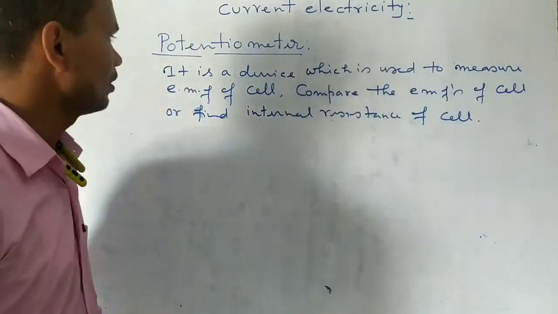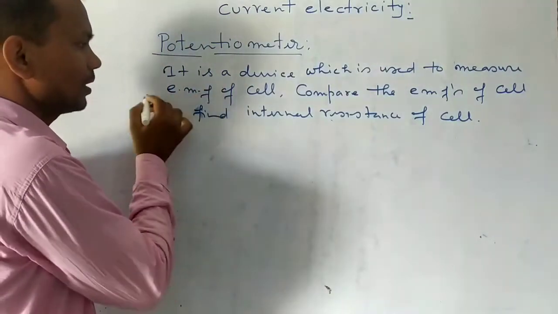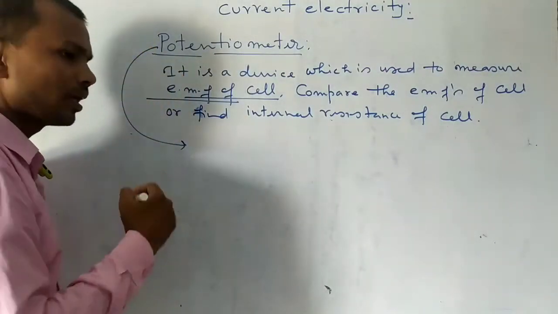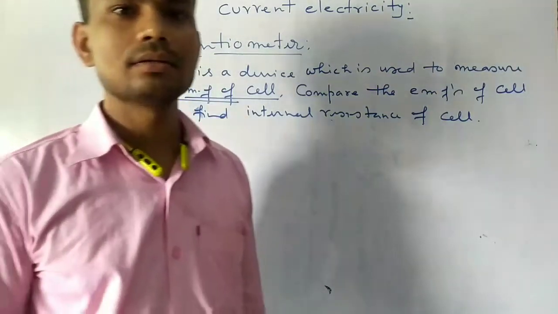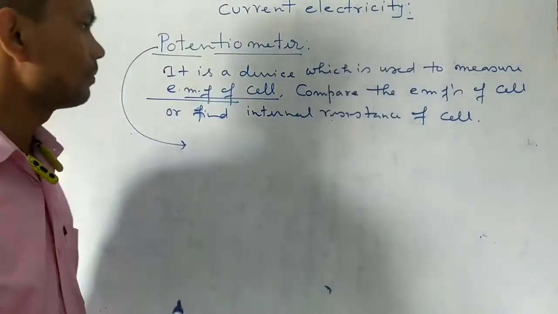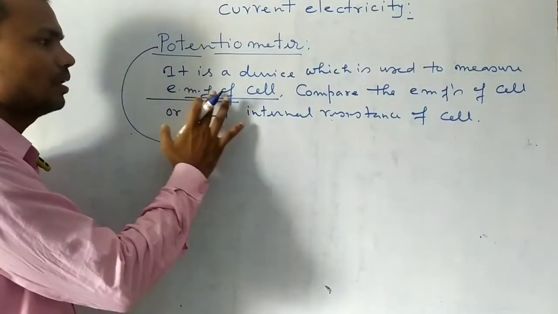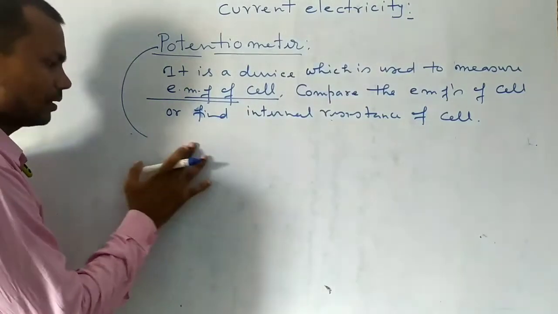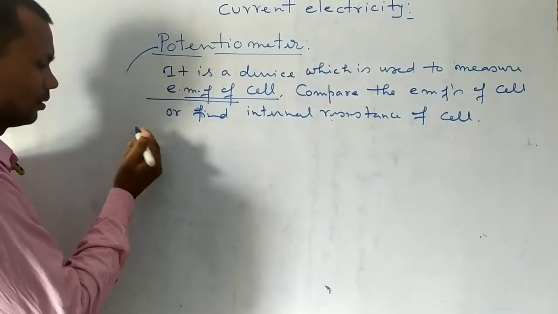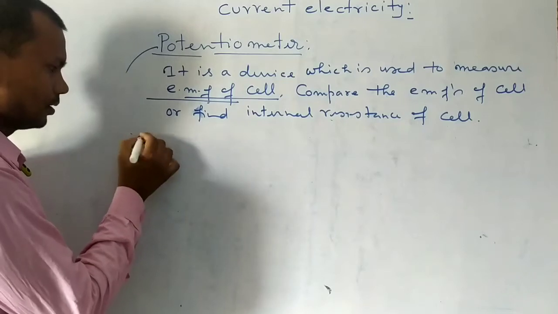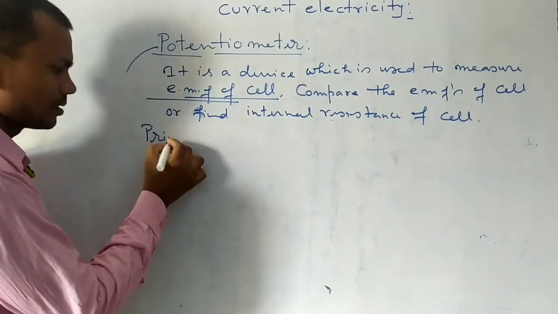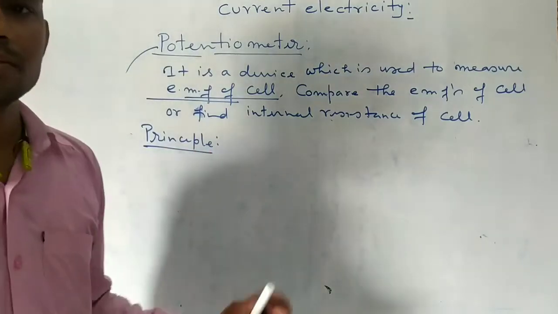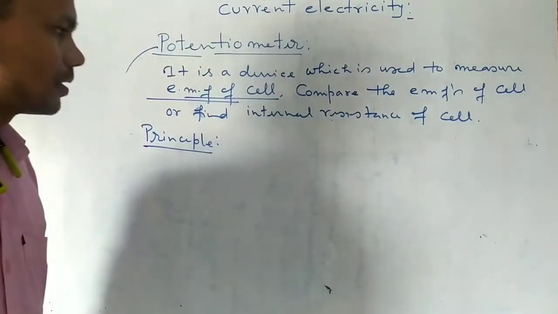Here you have to see, with the help of this we can find out the EMF of a cell, because it is a null method device, right? Due to the null method, easily we can calculate the EMF of any cell. Now after this, what is the principle of potentiometer?